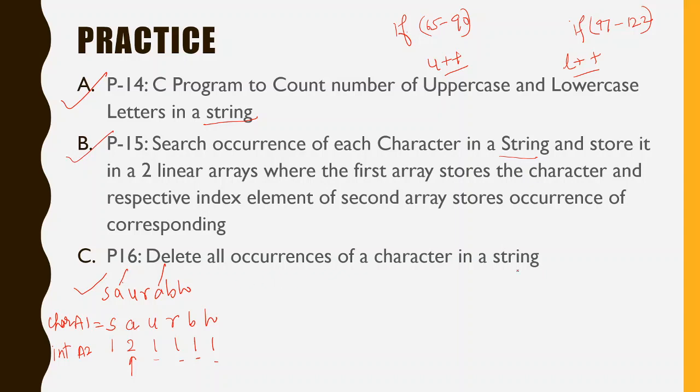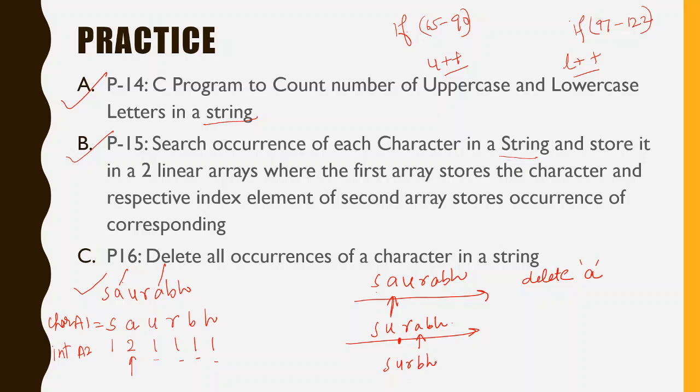The next program is to delete all occurrences of a character in a string. So suppose in this same string, I ask you to delete the character A. What you have to do is scan the string and search if it is found anywhere. Then you get SURABH, and you have to scan again, starting from here, because you have to scan till the end, so you will find A over here also. So the resulting string would be SURBH. Okay, this would be your final output.